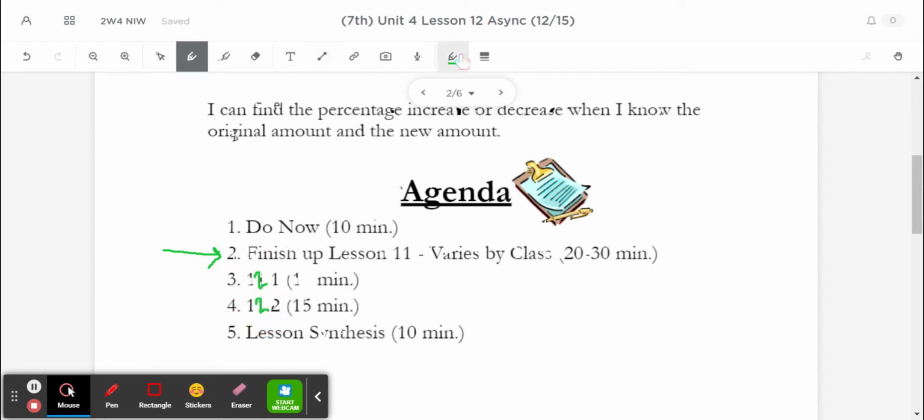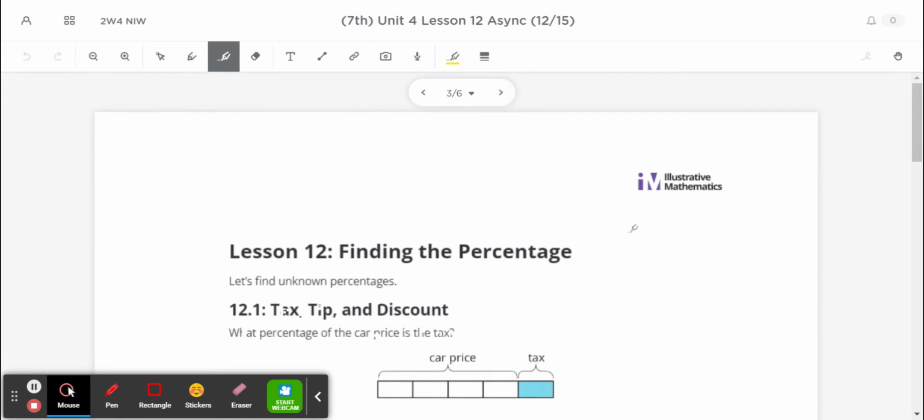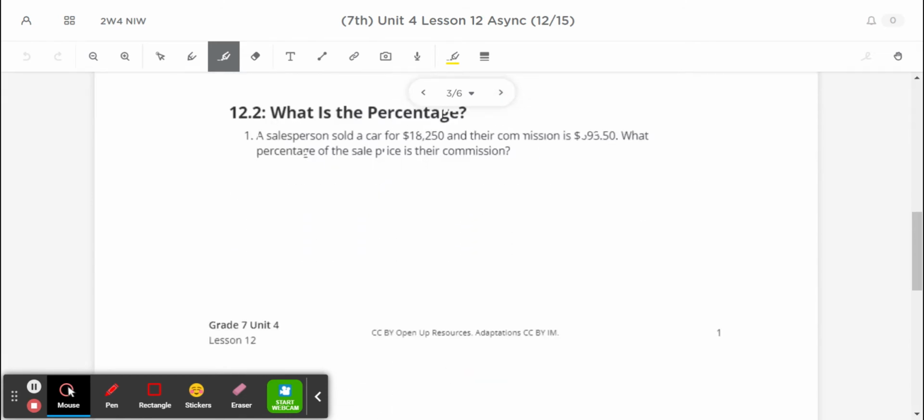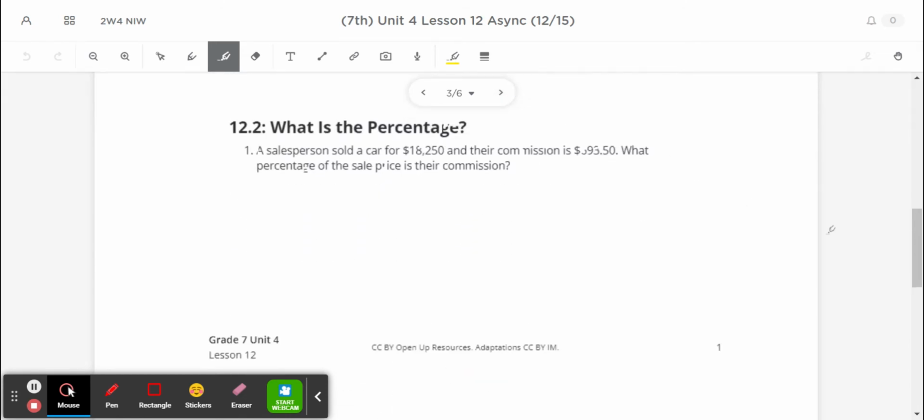If you're absent, I'm going to have you focus in on two things today. We're going to first focus on 12.2, and then we're going to focus on the lesson synthesis and completing tonight's homework. Please join me on slide 3, and we're going to skip straight to 12.2, what is percent? So if you need to pause this video, do so. You need to join me on slide 3.